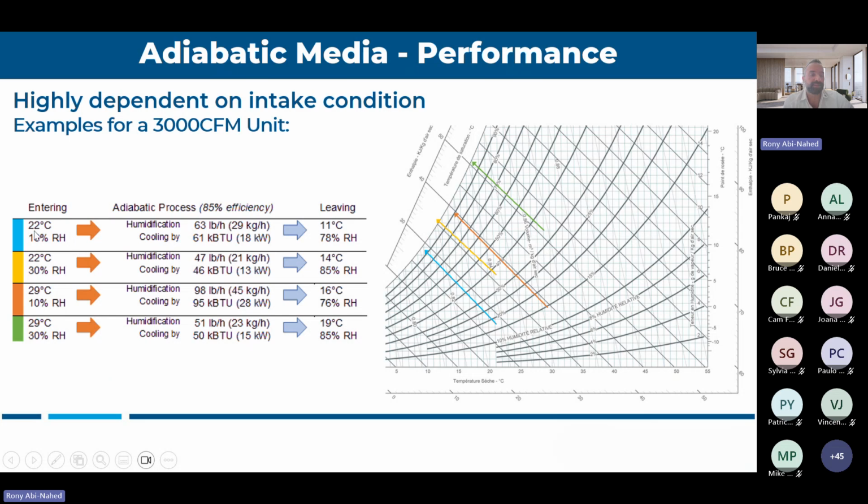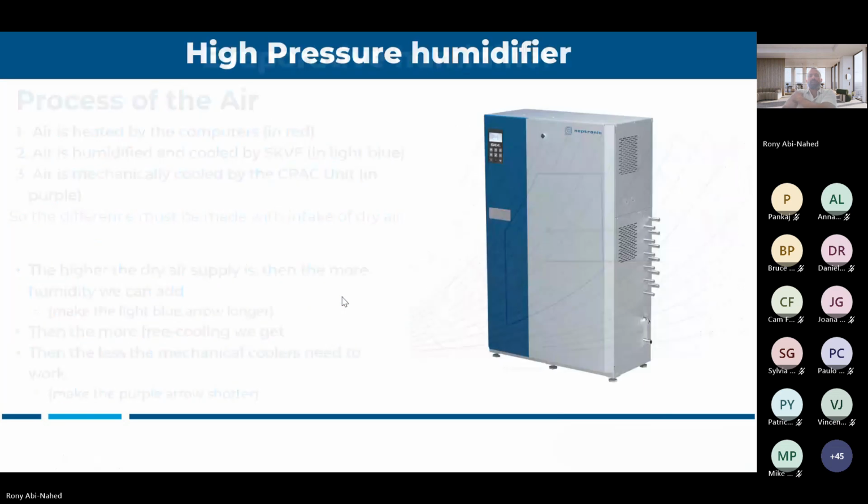So let's say your entering air is at 22 Celsius, 10% relative humidity. You can go as low as 11 Celsius at the end of the day with 78% relative humidity, which is perfect. Now, if you go even higher, like you have 29 degrees Celsius and 10% relative humidity, you can go as low as 16 degrees Celsius with 76% relative humidity. So the hotter and the drier the air is, the more efficiency you will get out of your adiabatic unit. And that's exactly the reason why they use it in data centers.